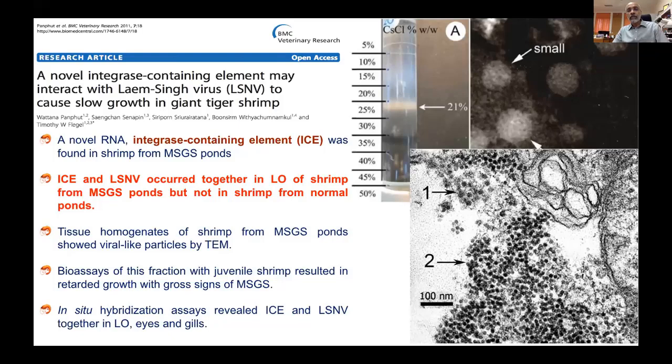And they found that this LSNV, Limsing virus, as well as ICE are closely associated with this slow growth syndrome. So then it becomes a complex situation: whether the Limsing virus is causing slow growth or ICE. What they found is that when they injected, again, they could reproduce the disease. But then the problem was whether the LSNV or ICE would be the causative agent.